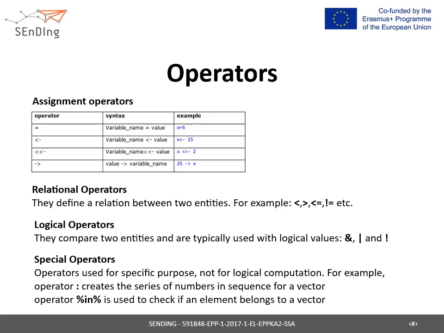Logical operators. These operators compare the two entities and are typically used with Boolean logical values such as and, or and not. Special operators are used for specific purposes, not for logical computation. For example, operator colon creates the series of numbers in sequence for a vector, while operator %in% is used to check if an element belongs to a vector.